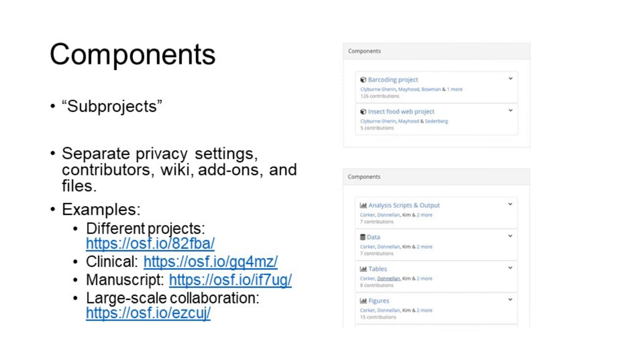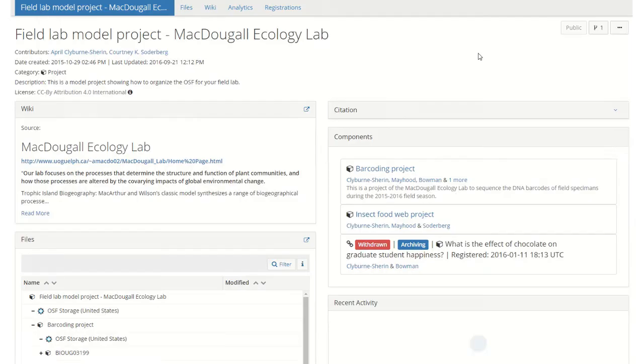Earlier, I talked about the importance of keeping your files organized in folders. Components are essentially sub-projects or subfolders of your OSF project. Each component has separate privacy settings, wiki, add-ons, and files. Here are some examples of how to separate your content into components. Let's look at some examples.